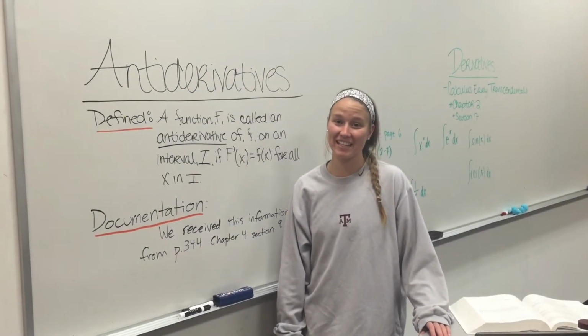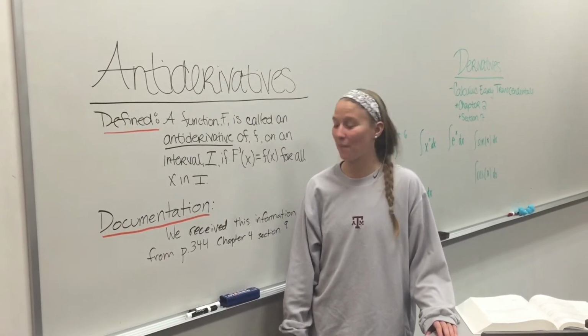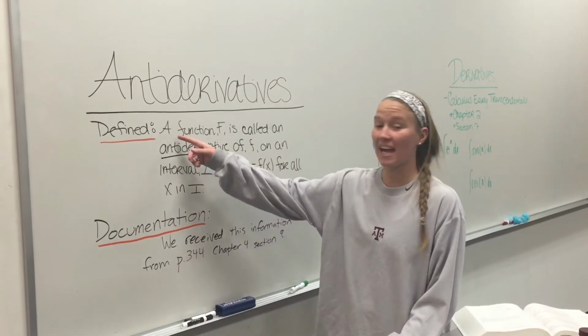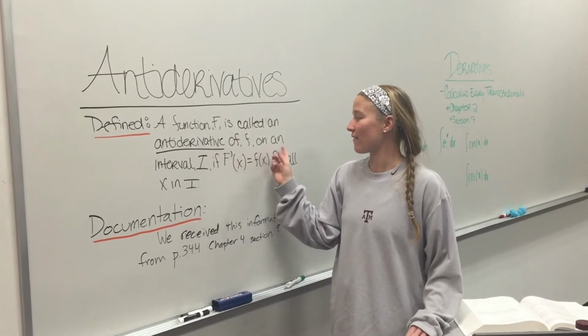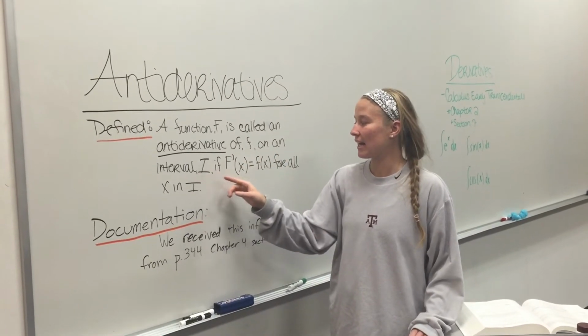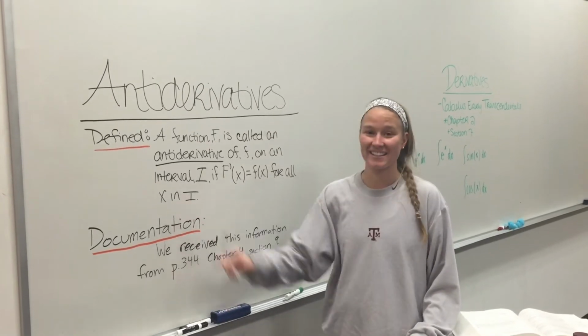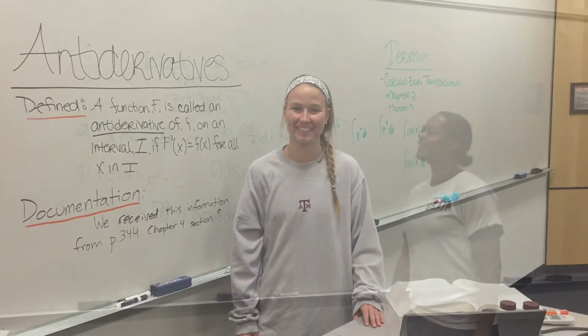To further understand this, we must first define what an antiderivative is. According to the book on page 344, an antiderivative is defined as: a function big F is called an antiderivative of little f on an interval I if F prime is equal to f of x for all x in I. If this makes sense, we will explain it further mathematically.